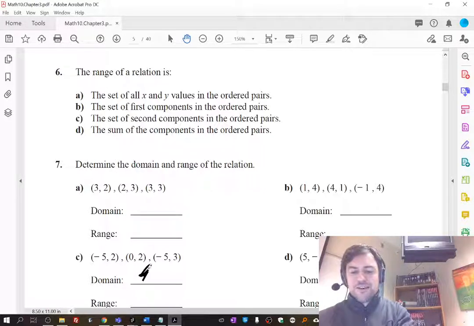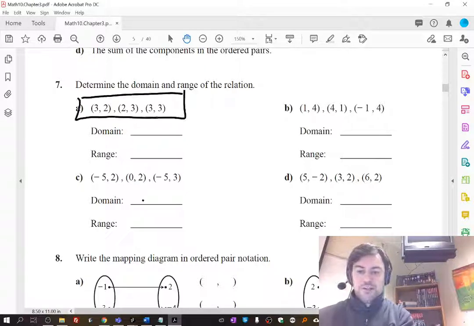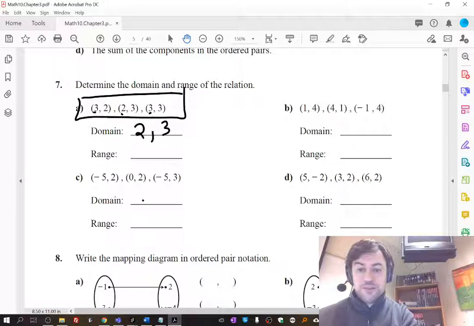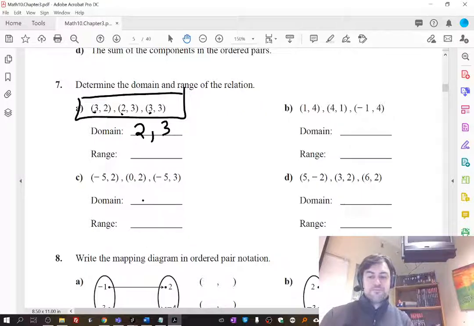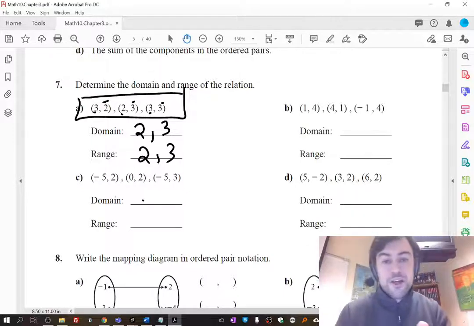Okay, so let's talk about question 7. This one's a little more interesting, a little more potentially confusing. Here they give us a relation. This is a set of ordered pairs, and they ask us what the domain is. The domain is just going to be all the X values. We have a 3, a 2, and a 3. You don't have to write duplicates twice, so my domain is just going to be 2 and 3. I don't have to write 3 twice. Makes sense? What's the range? It's all the Y values. So 2, 3, and 3, so it's just 2 and 3 again. That's it. It's just all the X values for domain and all the Y values for range.